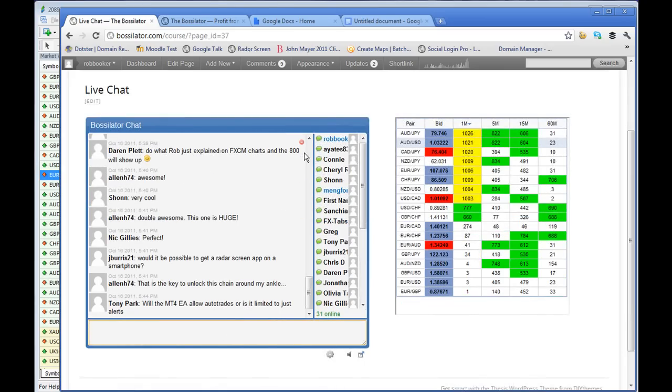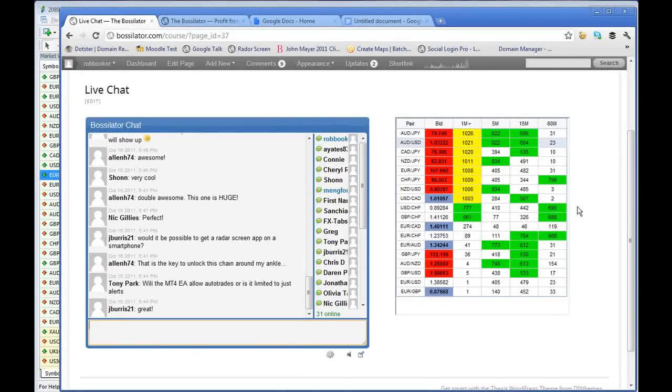A radar screen as an app on a smartphone, John asks, will that be available? John, within the next 2 days, there will be a specific web page on the Bossilator website that will only show the radar screen, which is a browser link that you should save to your home screen on your Android phone or your iPhone, and it will show you just the radar screen, and it will function exactly like an app. And that will be up in the next 2 days, and I will do a blog post about that as well.